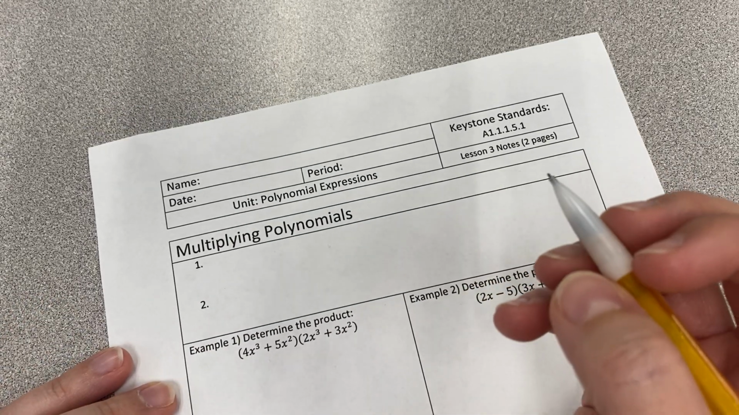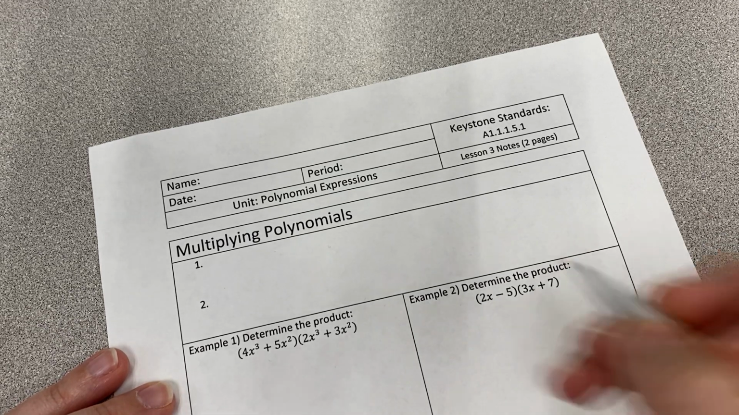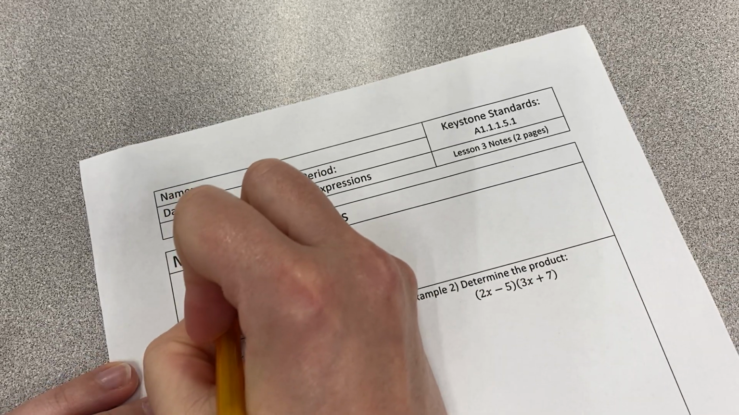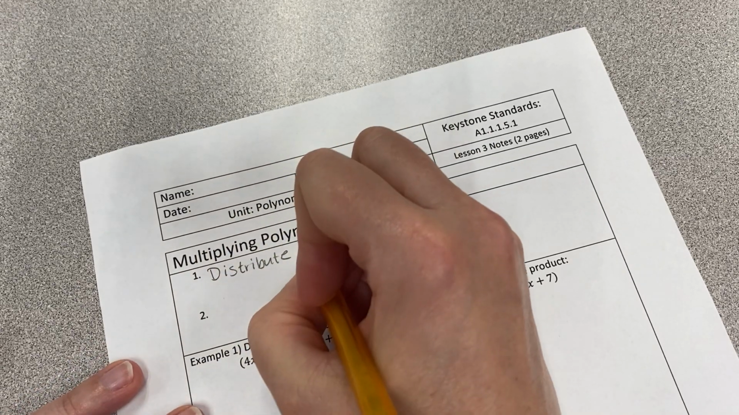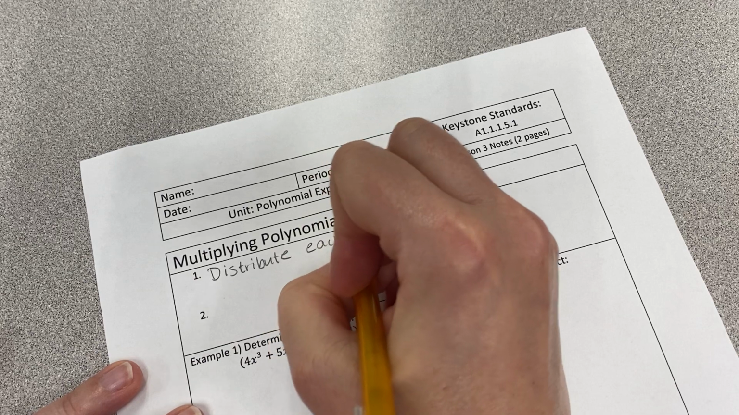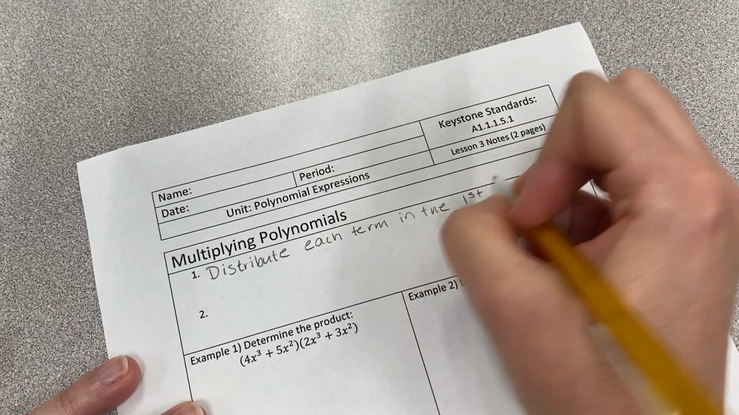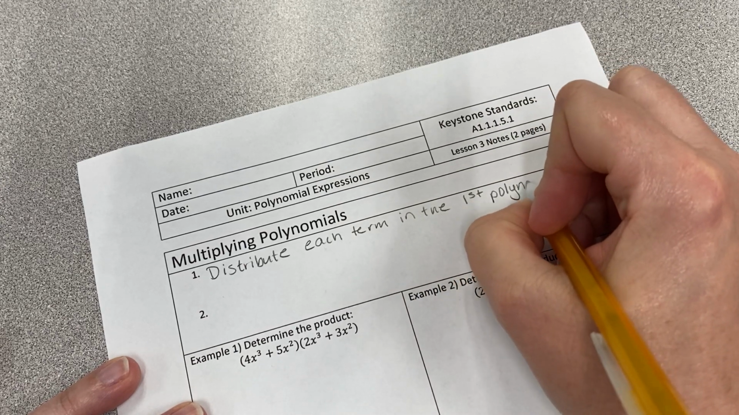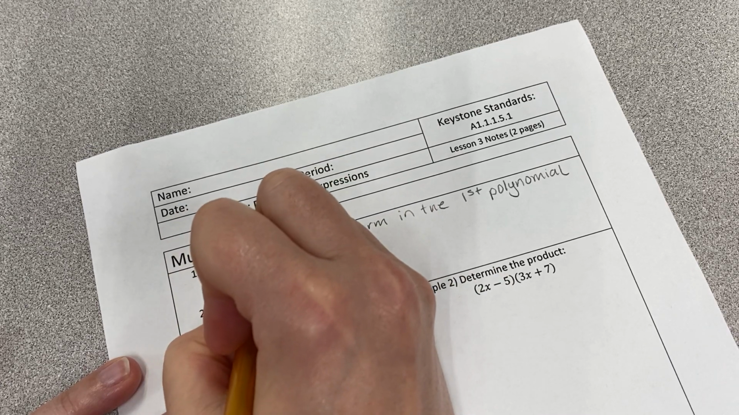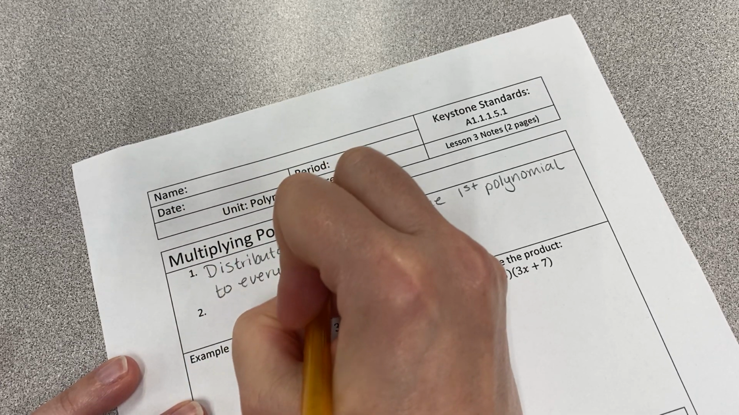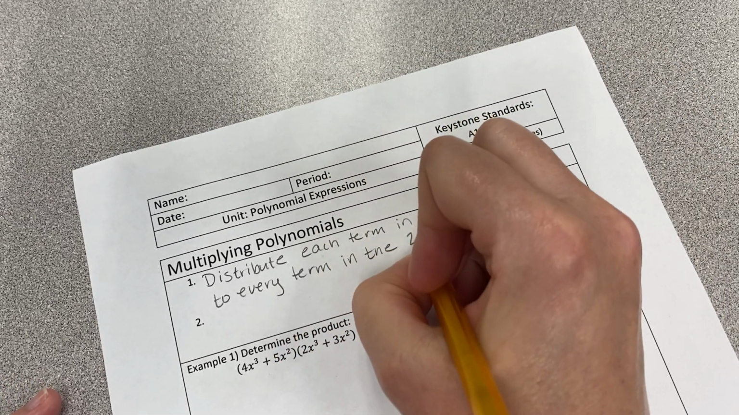Here's what works. We will distribute each term in the first polynomial to every term in the second. So let's write that down. Distribute each term in the first polynomial to every term in the second polynomial.